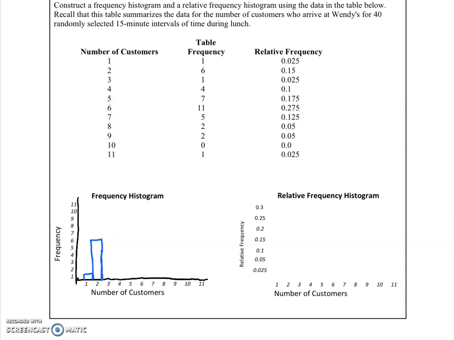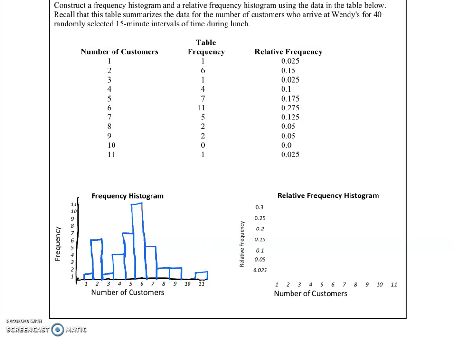So carrying on, 3 had a frequency of 1. 4 has a frequency of 4. 5 has a frequency of 7. 6 has a frequency of 11, so all the way up to the top. 7 has a frequency of 5. 8 has a frequency of 2. 9 also has a frequency of 2. 10 has a frequency of 0, so we just don't put a bar there. And we pick back up with 11 has a frequency of 1.